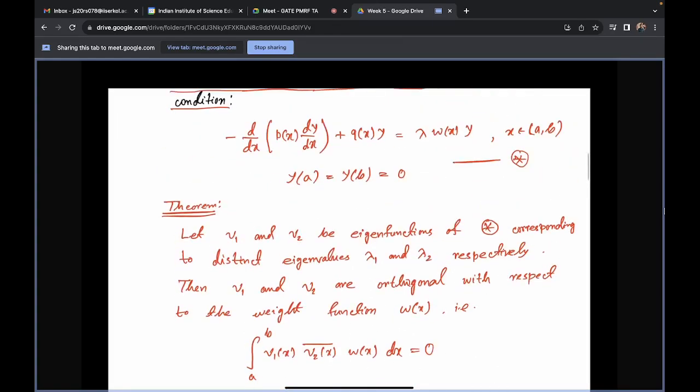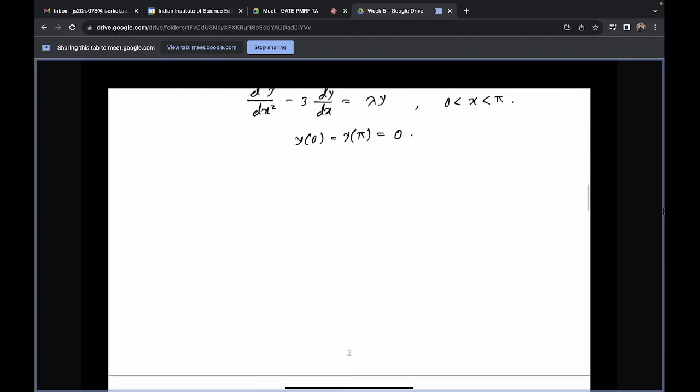We can do it the other way: write the general form out, and then we can compare. This will be easier. Let's do this. So what is the general form? Minus d/dx of p(x) dy/dx plus q(x) y is lambda w(x) y.